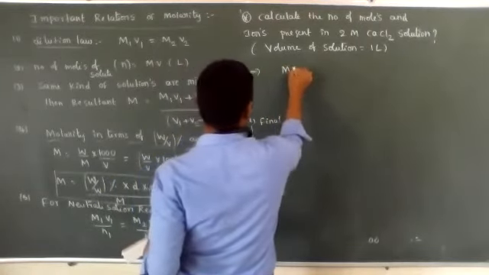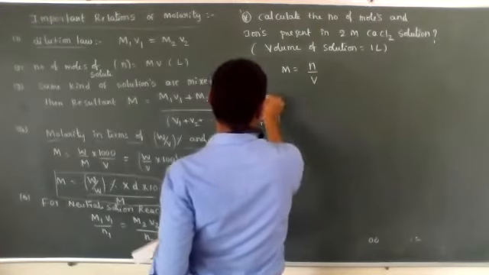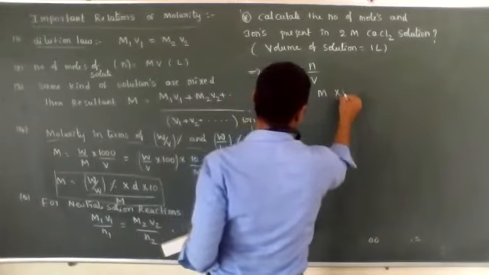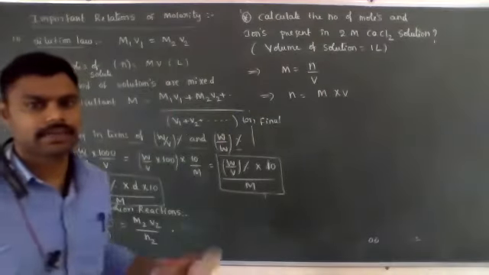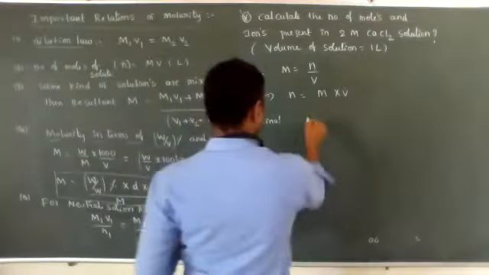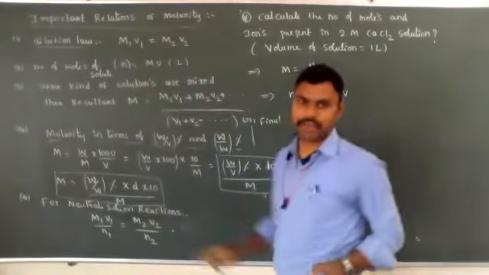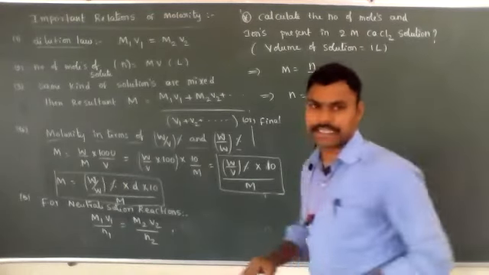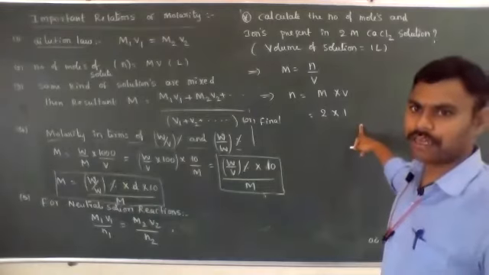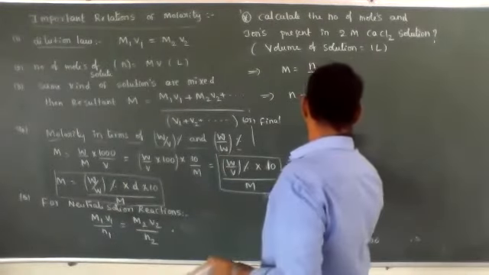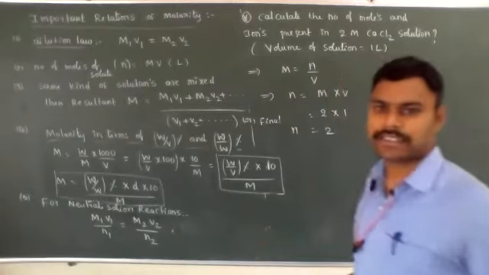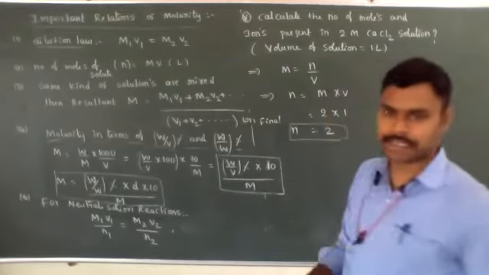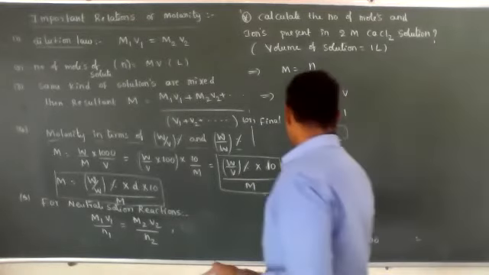The formula is molarity is equal to n by V. From this, n is equal to molarity into volume. The number of moles is equal to molarity into volume. Molarity given in the question is 2, and volume in liters only we need to write. So with 1 liter, n equal to 2, which means 2 moles of CaCl2 are present. How many moles of calcium chloride are present? 2 moles.